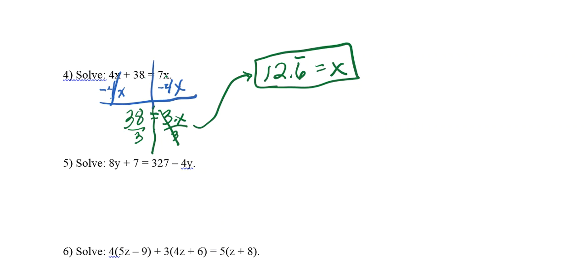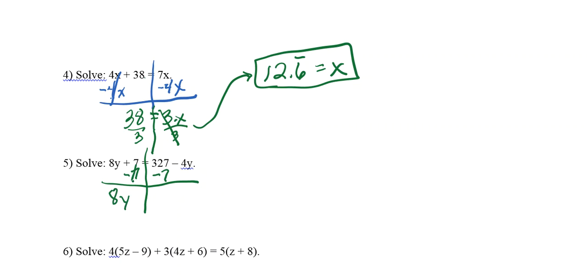Okay, moving on to number 5. This time I have y's on both sides and constants on both sides. So I'm going to combine both my constants to one side and my variables to the other side. So let's go ahead and minus the 7. It truly doesn't matter who you start with. I could have moved the y's first if I wanted to.